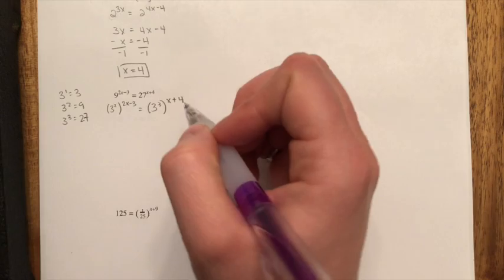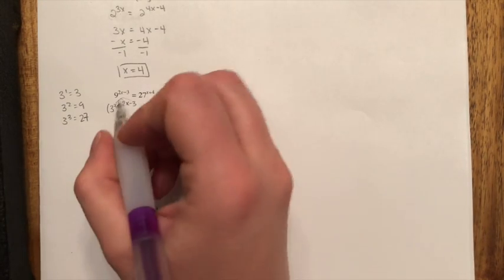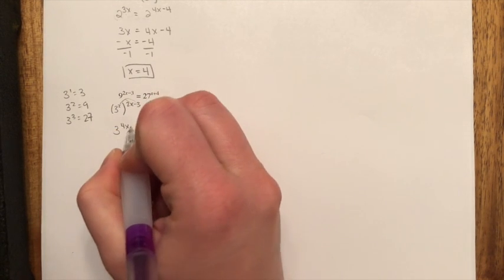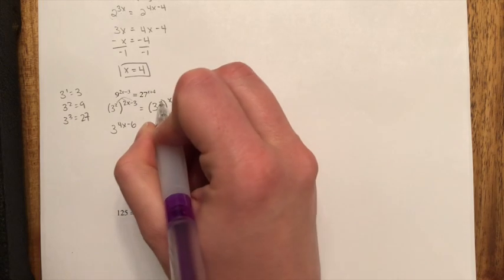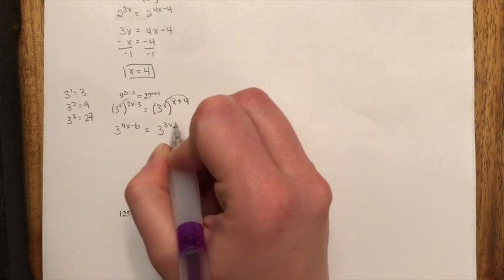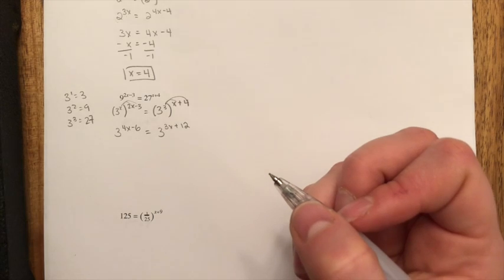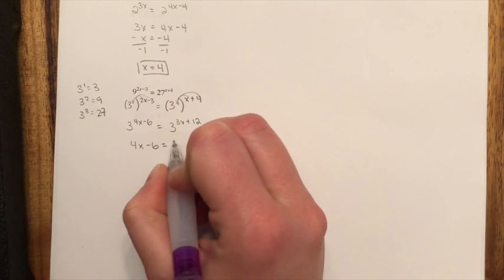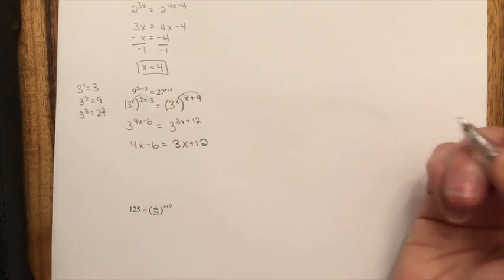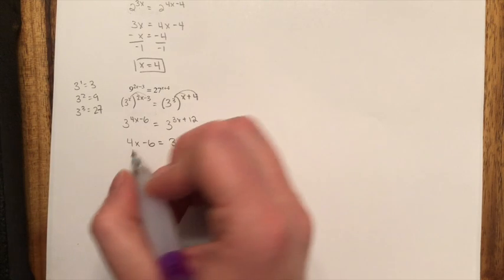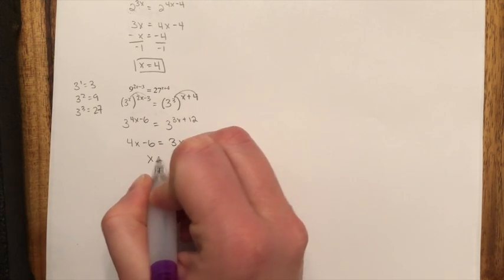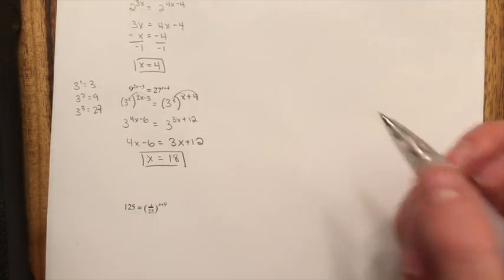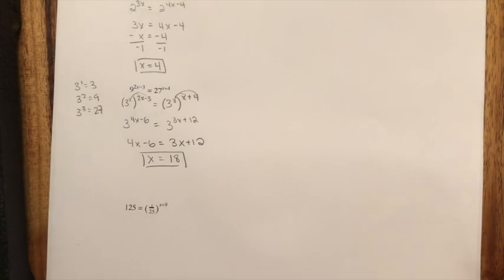So before we can equate these two exponents, we need to simplify them. So 2 times 2x, so this is 3 to the 4x minus 6, and 3 to the 3x plus 12. So then we equate these two exponents. So 4x minus 6 is equal to 3x plus 12. So if I subtract 3x from both sides, then I get just x over here. If I add 6 to both sides, then I get 18. So for this to be true, my x needs to be 18.